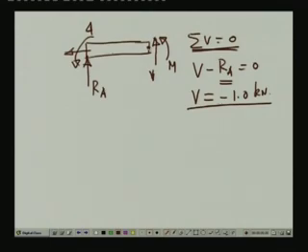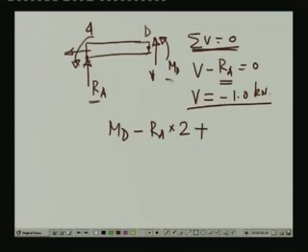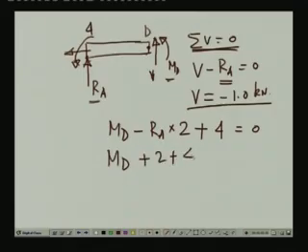Now, if we take the moment of all the forces with respect to this particular point D, the moment at D is anticlockwise, and the contribution of the reactive force RA is clockwise. So, minus RA times the distance, which is 2 meters from point A, and we have this moment of 4 kilonewton meter, which is again anticlockwise, in line with MD, so this is positive 4 kilonewton meter, and the sum equals 0. The value of RA we have obtained is minus 1. So, minus 1 times 2 with the plus 2 plus 4 equals 0. So, the moment at D is equal to minus 6 kilonewton meter.